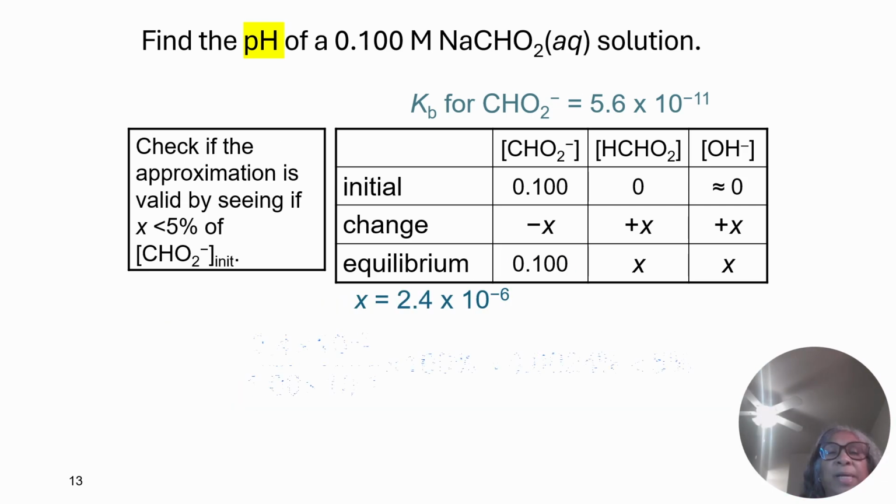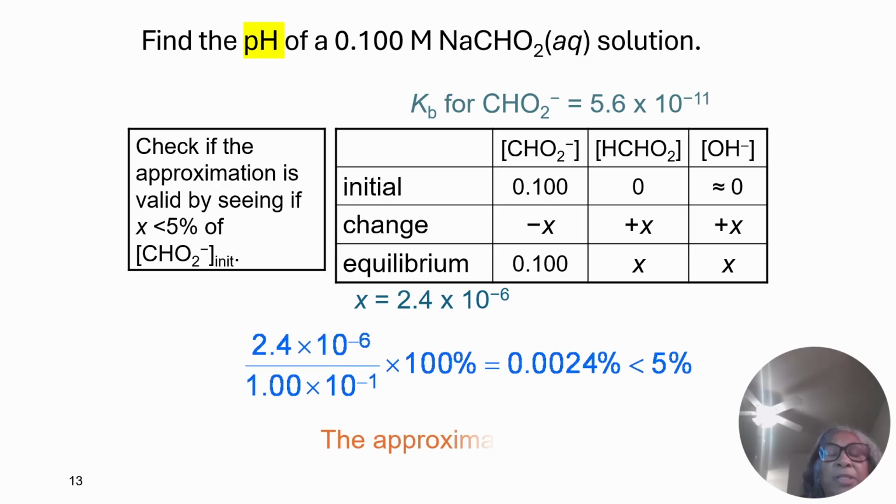It is always a good idea to check that the approximations used are correct. Now we need to check for the 5% rule. That is, the concentration of any of the species formed at equilibrium divided by the initial concentration of the conjugate base. Or that is 2.4 times 10 to the negative 6 divided by 1 times 10 to the negative 1. The answer tells us that the approximation was valid.